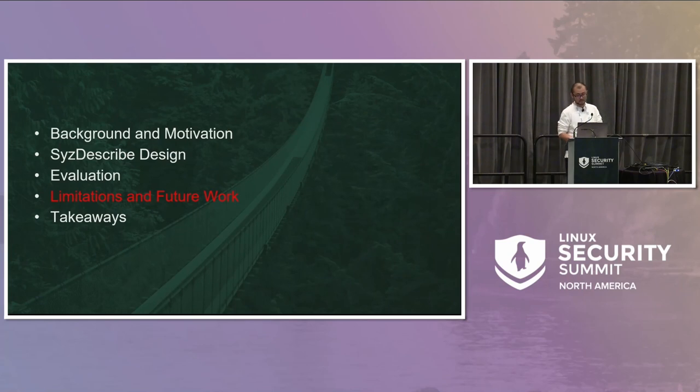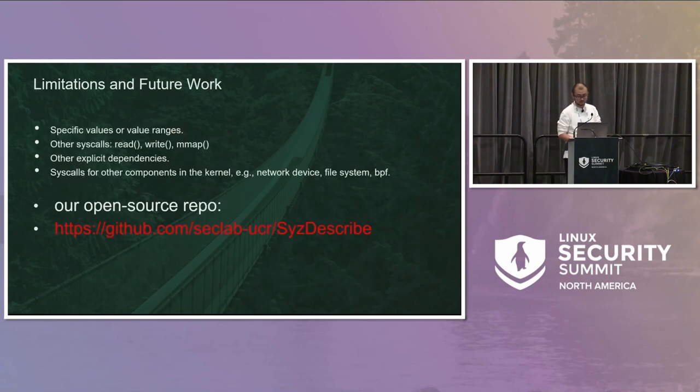Then the next is the limitation and the future work. First, for the argument, there would be some specific value or value range. We haven't handled this in our tool now. And then we only support the most common syscall error control, so we would support other syscalls like read and write in the next step. Besides, there are some other explicit dependencies.